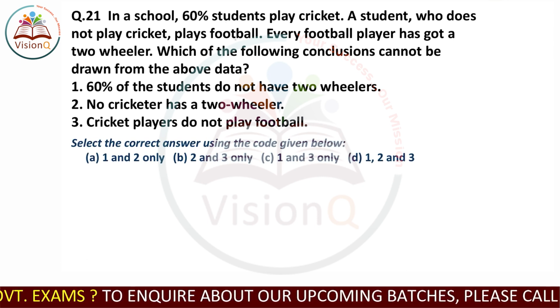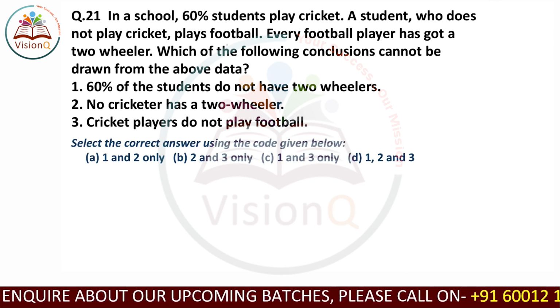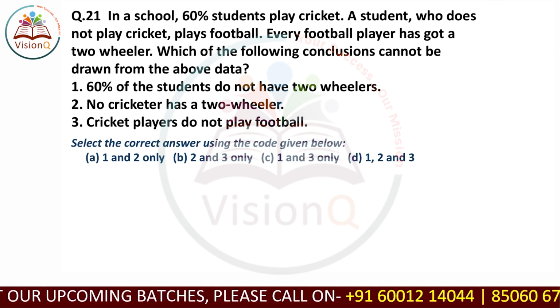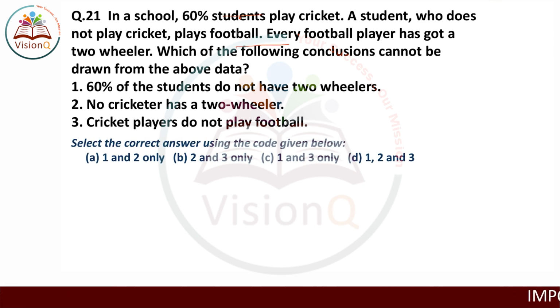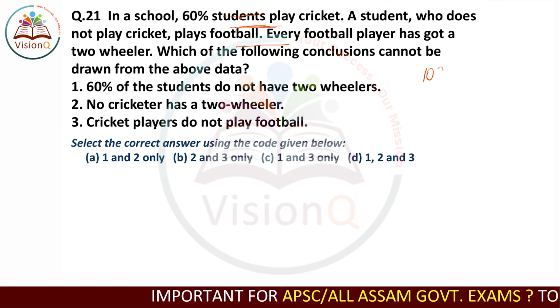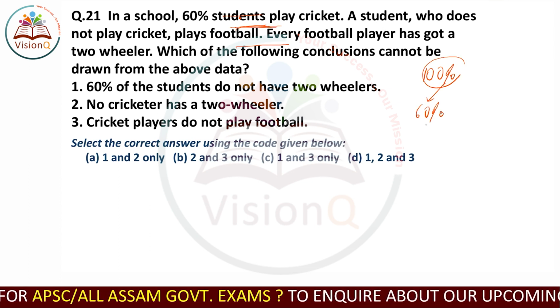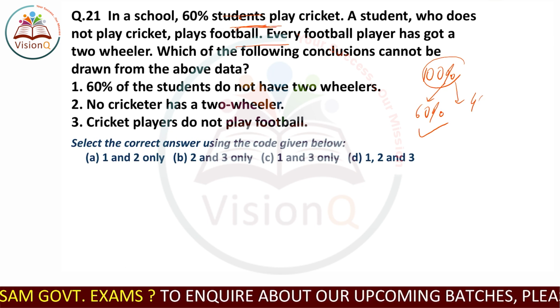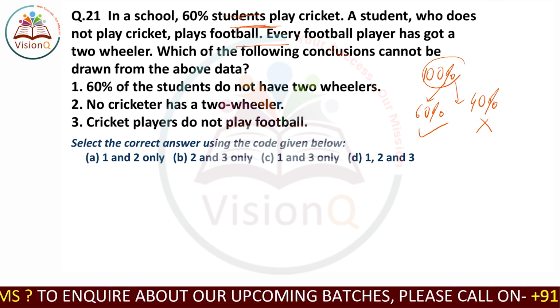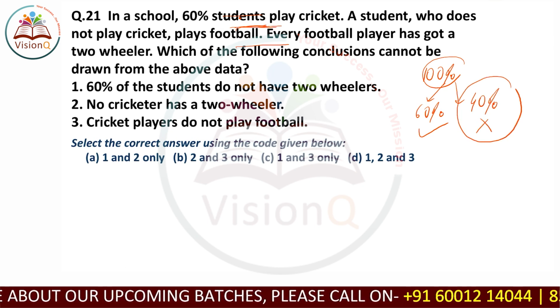A logical question based on the concept of percentage. In a school, 60% students play cricket. Now total is always 100%. So out of 100% students, if 60% students play cricket, 40% students don't play cricket.